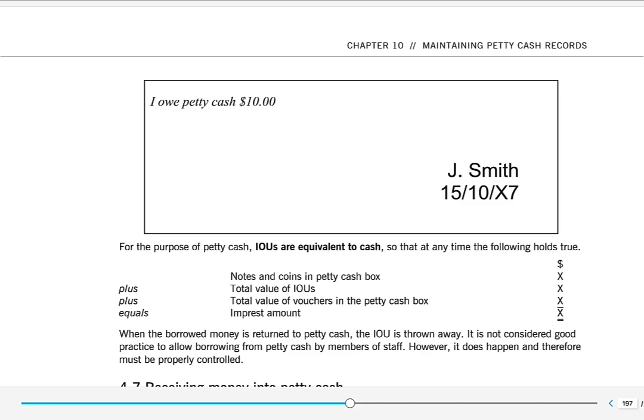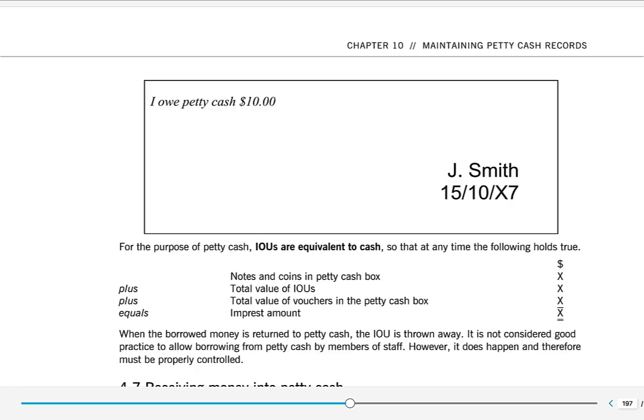Exam point you must remember. If you see a question in the exam that mentions IOUs in petty cash, you must write the main reasons clearly. An IOU is not evidence of an expense. It breaks petty cash control. It creates risk of fraud and theft. It should not be allowed in a properly controlled petty cash system.